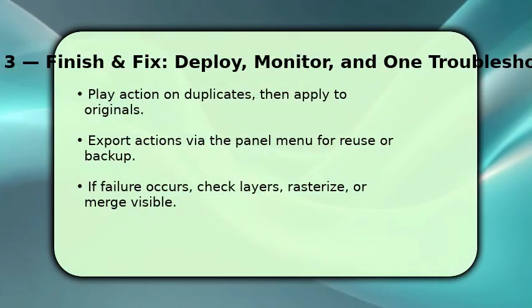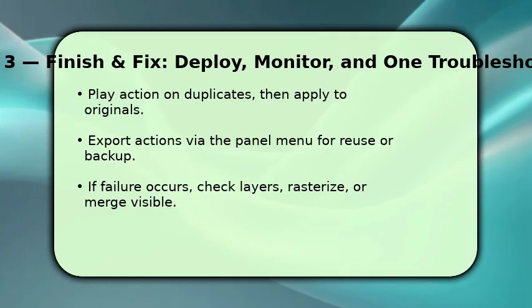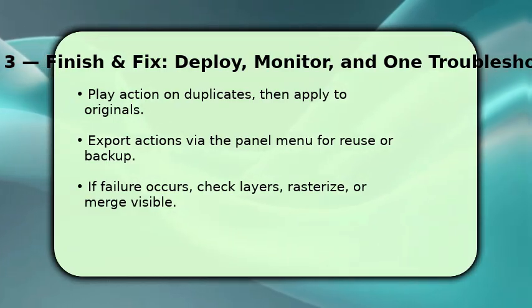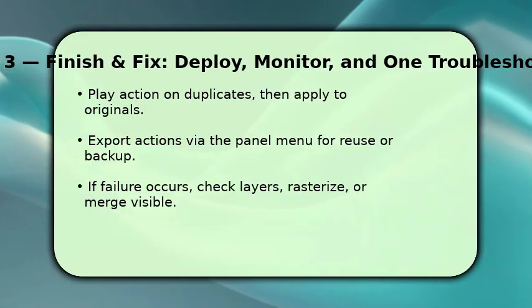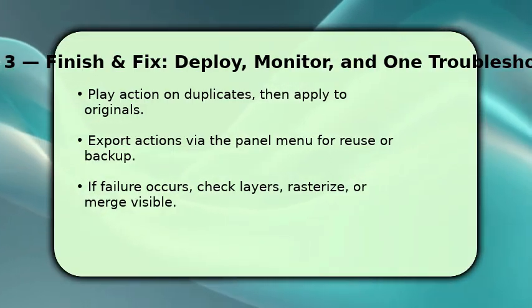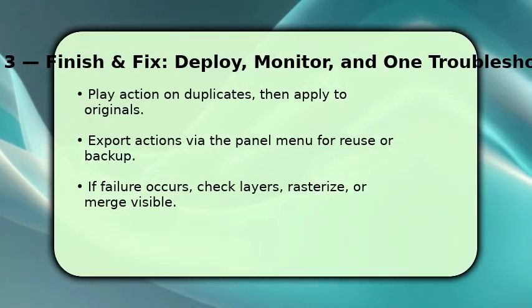To finish, run the auto action on a duplicate image first, so you can confirm the result without risk. Then apply it to your original file or batch process multiple files via File Batch Process. Save or export the action set from the panel menu so you can reuse it across projects.